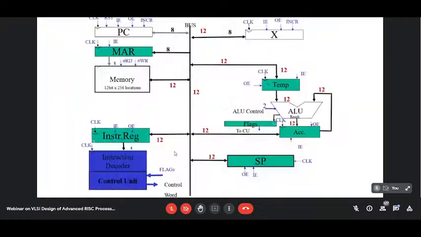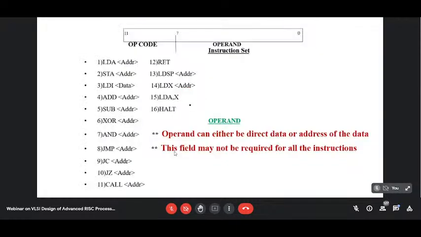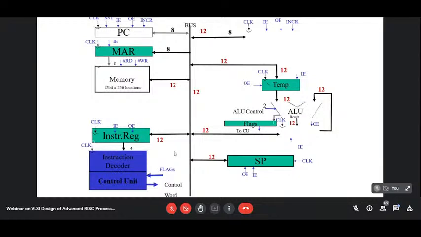At the end of the second clock cycle, the instruction has gone directly to the instruction register, and the 4 most significant bits have gone to the instruction decoder. Assume that the instruction has been decoded. Once it has been decoded, it is understood what has to be done. So let's say the instruction is load accumulator.